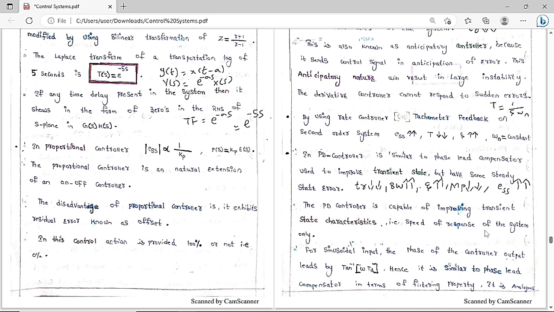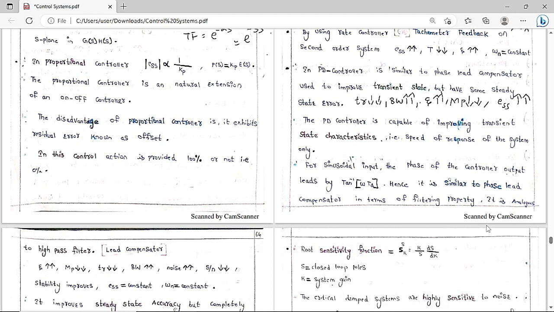So for a sinusoidal input, the phase of the controller output leads by tan inverse of omega into Td. Hence it is similar to a phase lead compensator in terms of the filtering property, and it is analogous to, you can say, a high pass filter. It is a lead compensator. I have already told you these are some of the points within the PD controller.